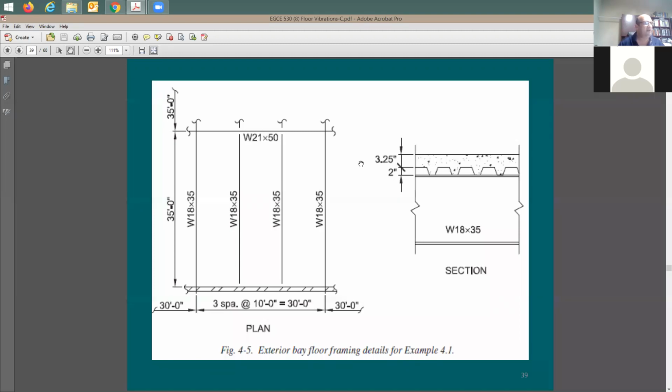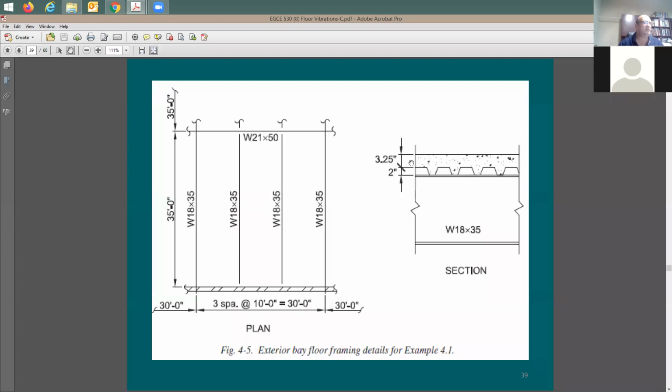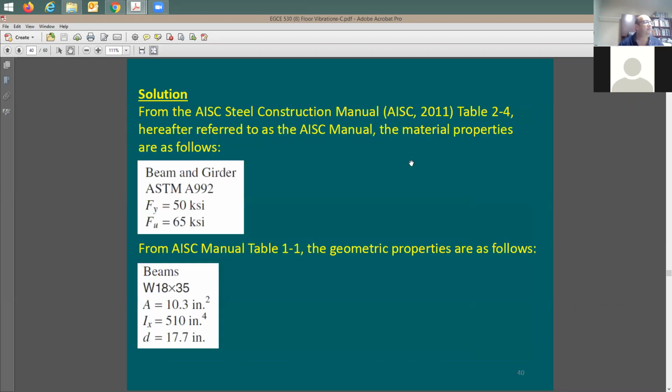Same picture provided to us in here, just a larger picture of it, so it's going to be more clear to us. It shows the beam size, the girder size, the span, and the spacing between beams. Same information provided to us, A992. It means F sub Y is going to be 50 KSI, F sub U is going to be 65.